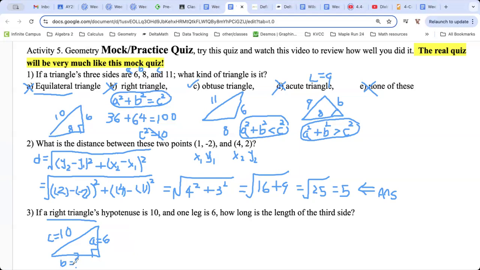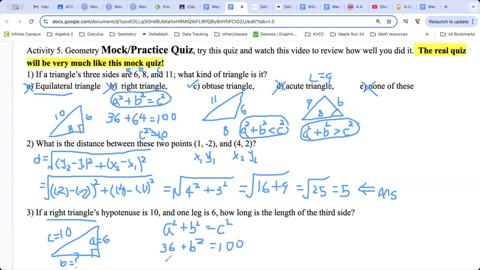Okay, so we just stack them up. So we know it's a right triangle, so this is true: A squared plus B squared equals C squared. And plug the numbers in. So A squared is 36. And B squared we don't know, and we just write it down as such because that's the one we are trying to find. And C is 10. 10 squared is 100. Okay.